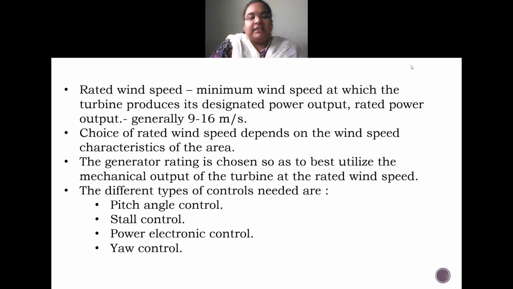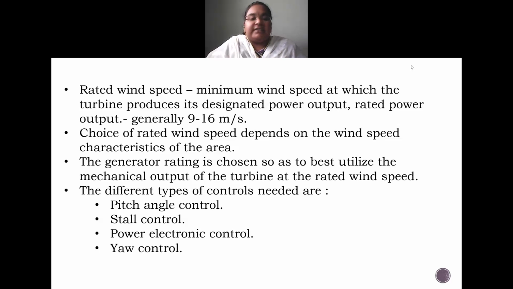Okay, next, the generator rating is chosen so as to utilize the mechanical output of the turbine at the rated wind speed. So first thing we are establishing the rated wind speed using the wind speed characteristics of the area. We analyze the wind speed characteristics and then establish the rated wind speed, that is the wind speed at which the generator will be operating. Then, after establishing the rated wind speed, we choose the generator rating such that it can utilize the maximum mechanical power output at the rated wind speed. So first is understanding the wind speed characteristics of the area, then rated wind speeds, and then generator rating.